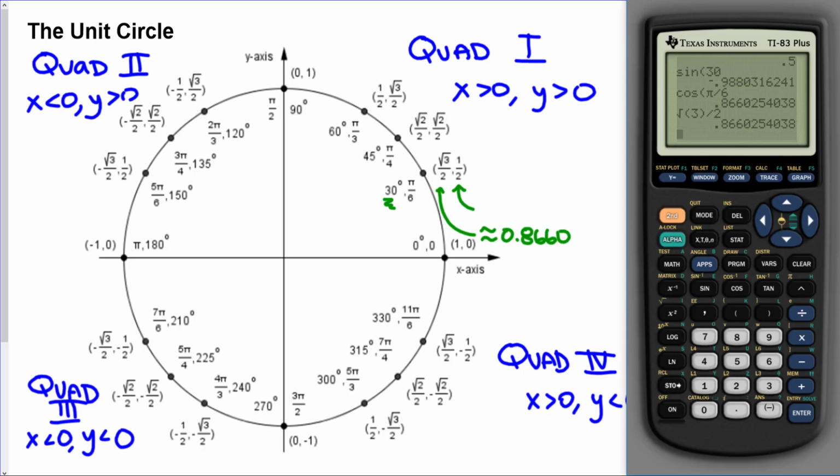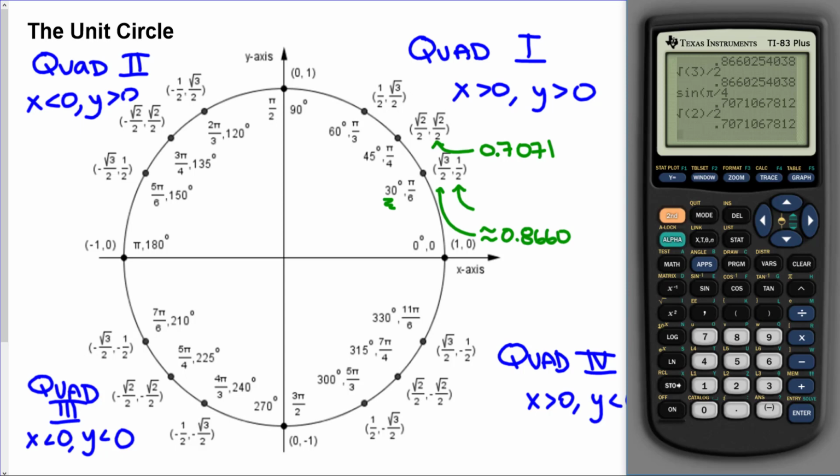Similarly, if I do sine or cosine of pi over 4, which is an equivalent 45-degree angle, pi over 4 that is, I get 0.7071. So that's approximately what the square root of 2 divided by 2 would be. So you're coming up with the decimal approximations to these values using the calculator.